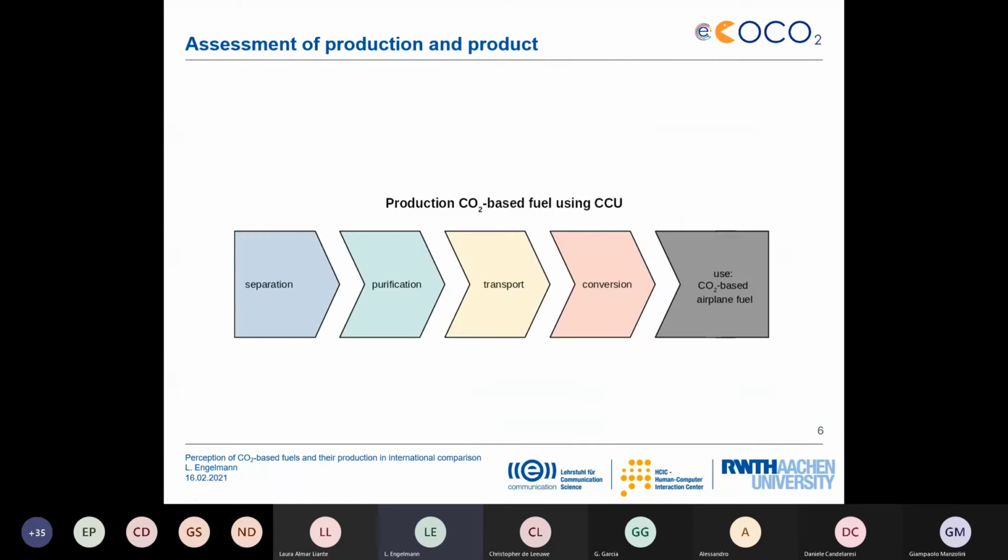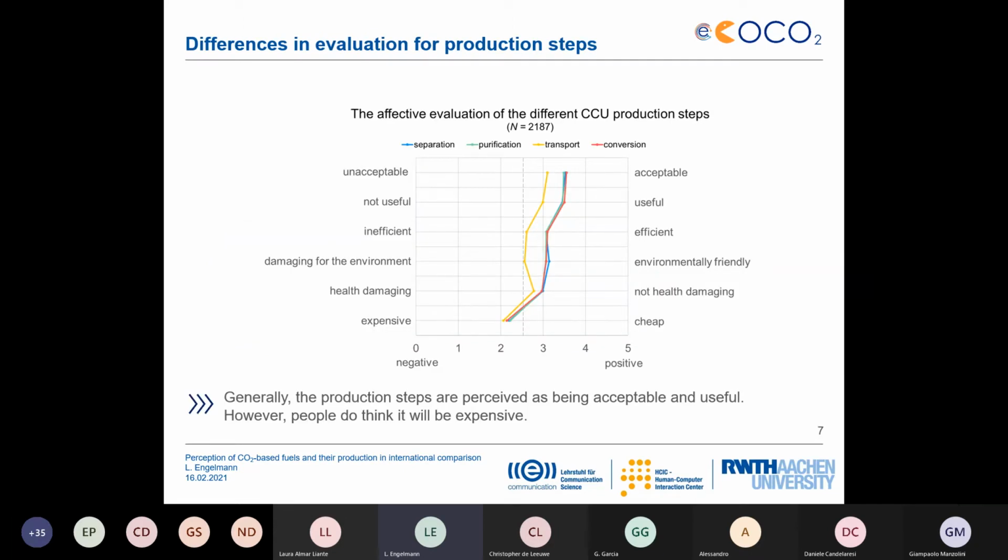And in this survey, we let people evaluate the production as well as the end product by dividing the process into accessible steps, each of which was explained to participants. I'm not going to go into much detail here regarding the mode of data collection, but feel free to ask me afterwards or get in contact. Now let's get to the results.